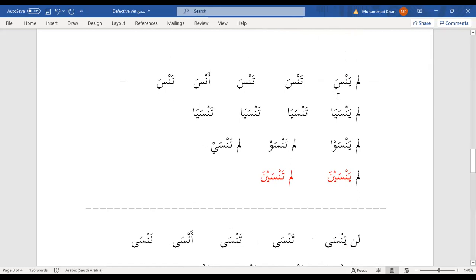Is that fi'lul mudari majzumun bil sukun or majzumun bil what? How do you do i'rab of this? Lam yansa. It's majzumun bil sukun, sukun al muqaddara. Yes, it's majzum bil sukun because there was alif maqsura and we dropped it. So it will be majzum bil sukun muqaddara, because I cannot see it. That's right, because that has been dropped. Jazakallah khairan.